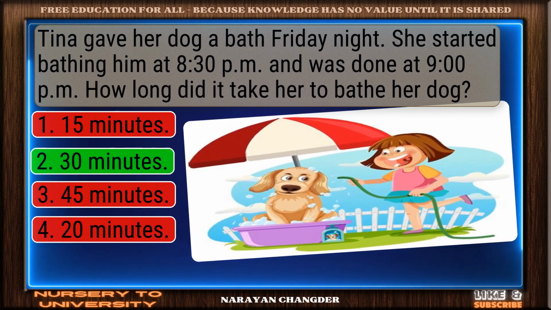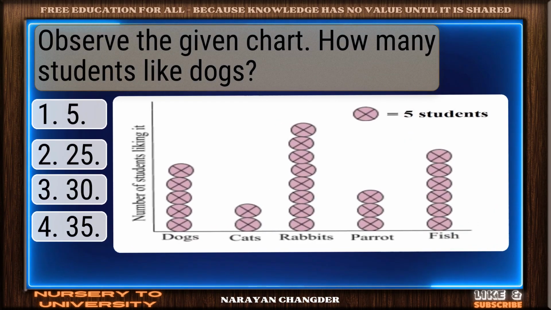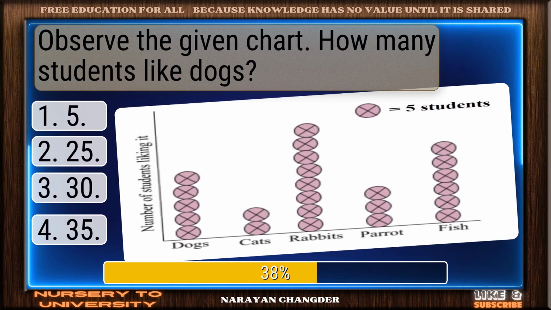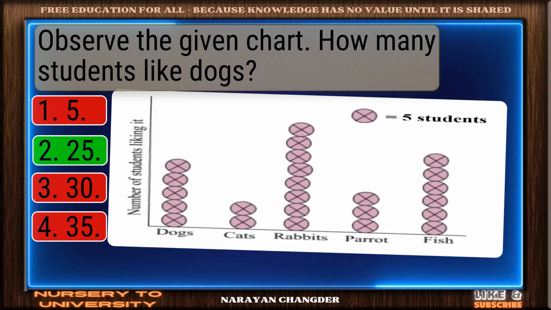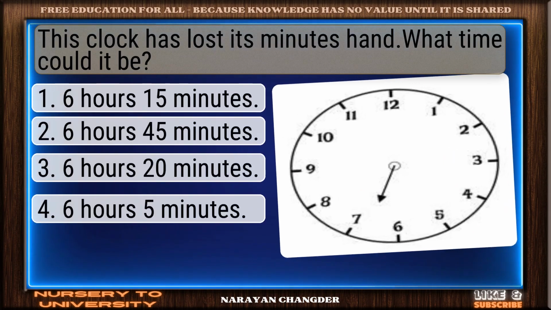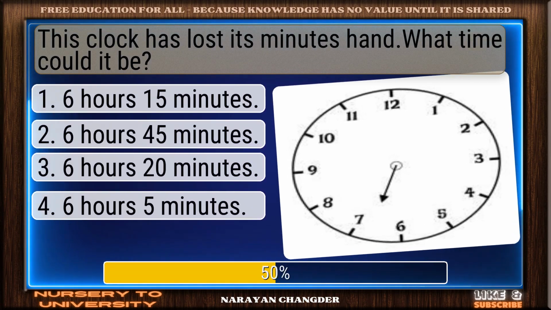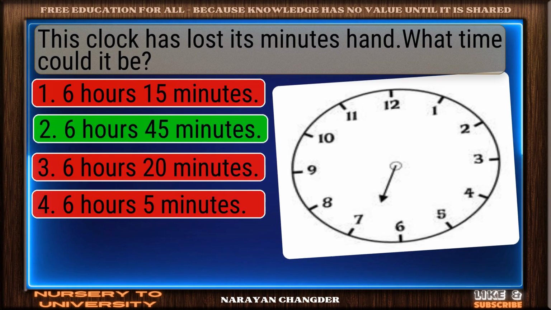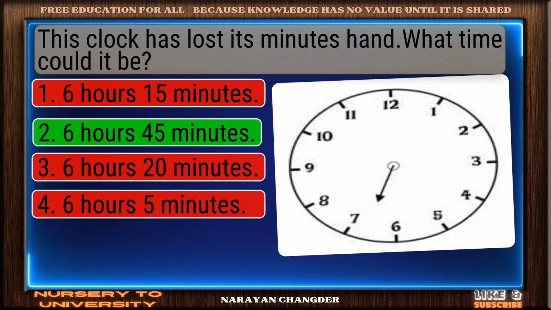Valid point. 30 minutes is true. Observe the given chart. How many students like dogs? You chose 25, and it is correct. This clock has lost its minutes hand. What time could it be? Exactly. 6 hours 45 minutes makes sense, and it is the right choice.